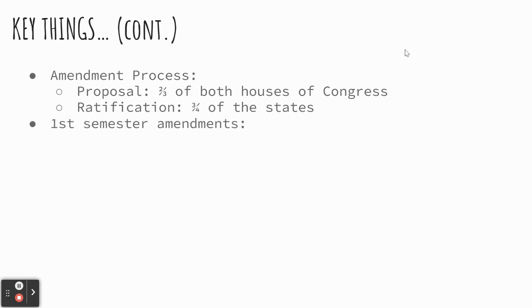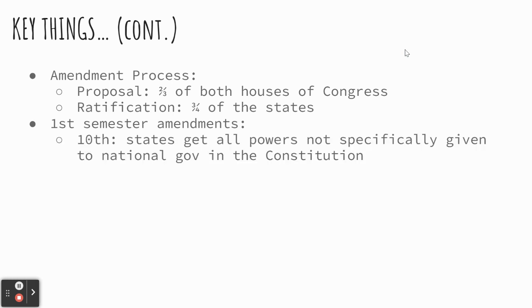And then these are just some of the amendments we talked about during the first semester. We talked about the 10th Amendment, which is basically that all powers not specifically given to the national government in the Constitution were supposed to belong to the states. We obviously talked about how the use of the Necessary and Proper Clause changed this a bit. We talked about the 12th Amendment, which changes the presidential election process. It used to be first place president, second place vice president. Now we have a president and a vice president from one party running against a president and a vice president from another party.